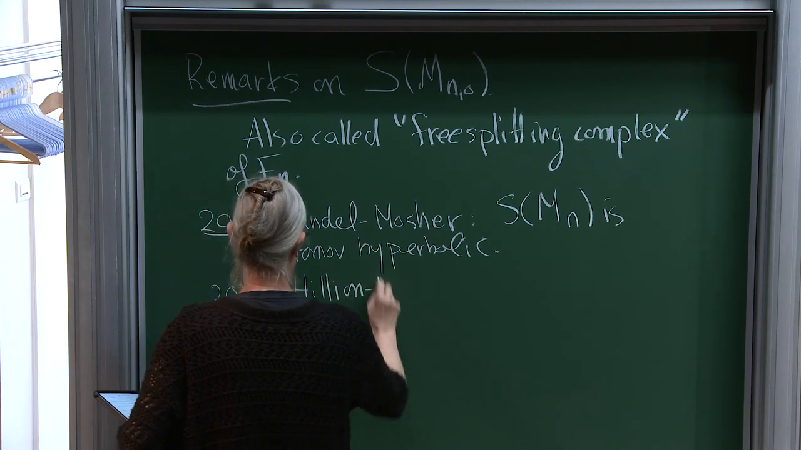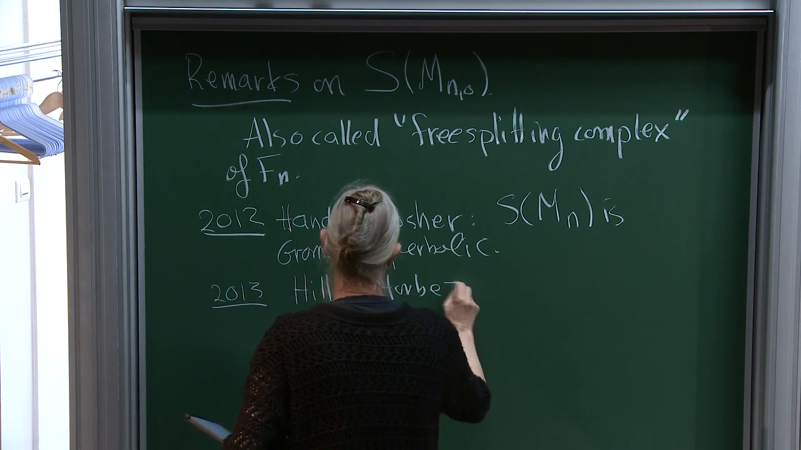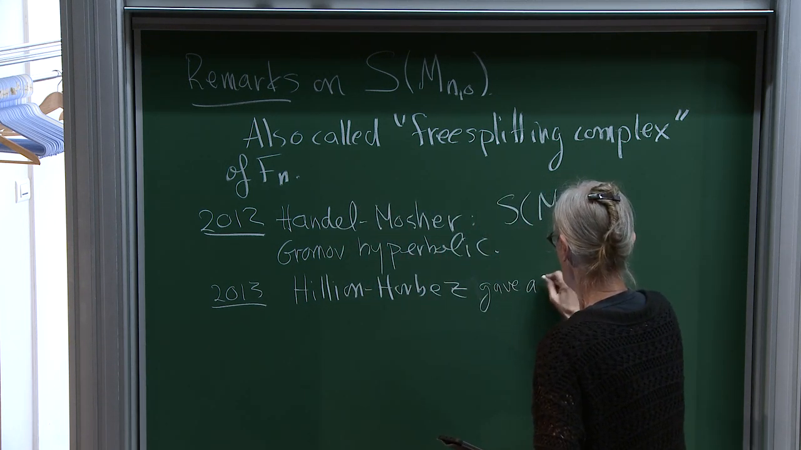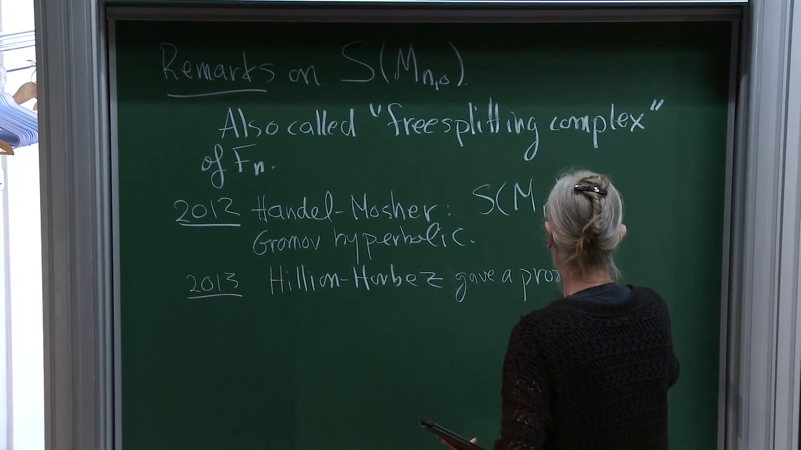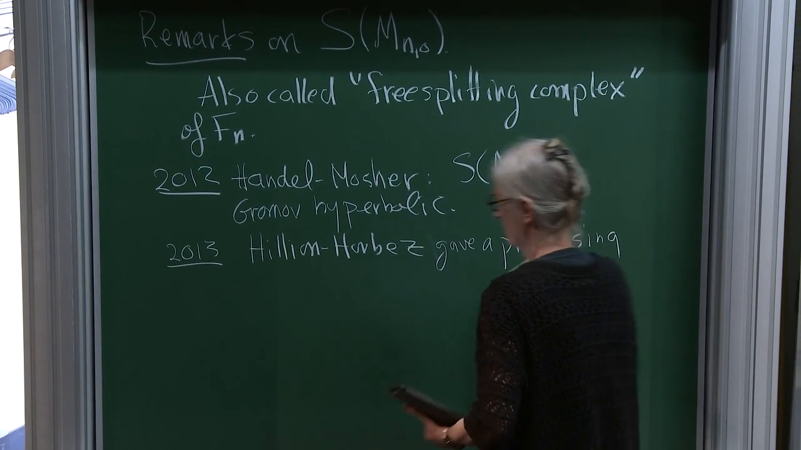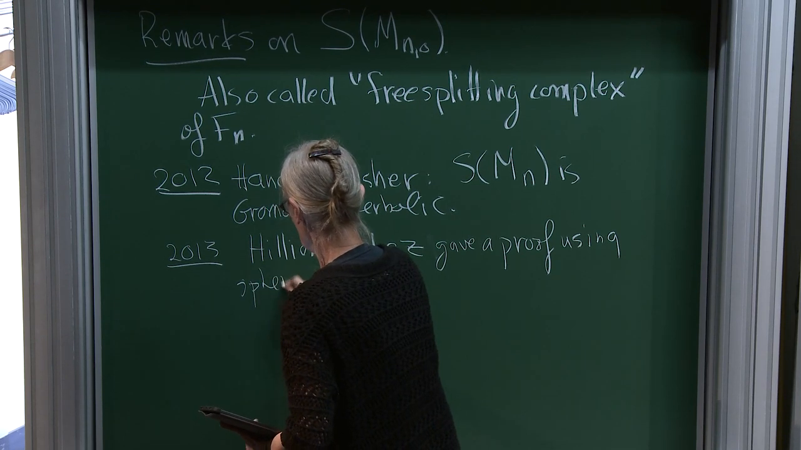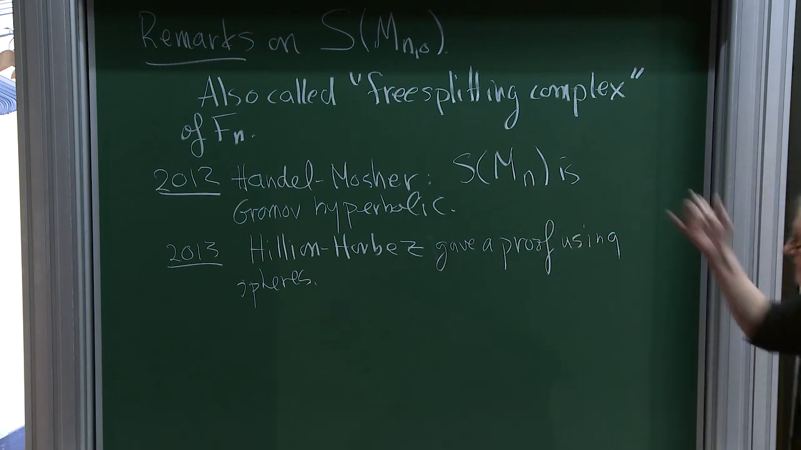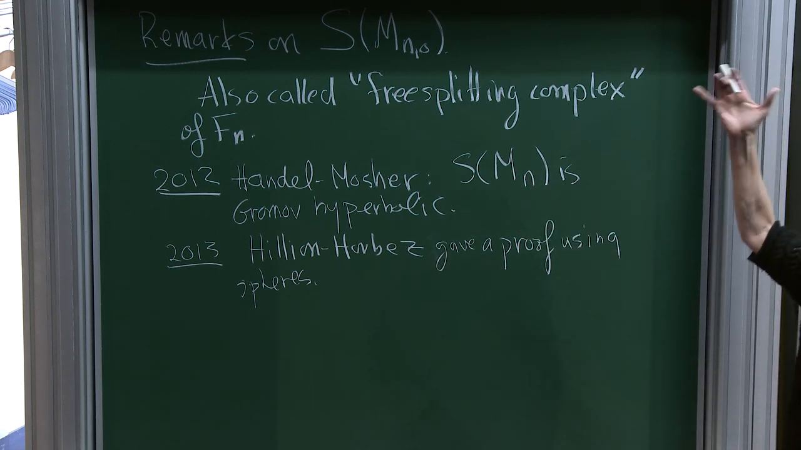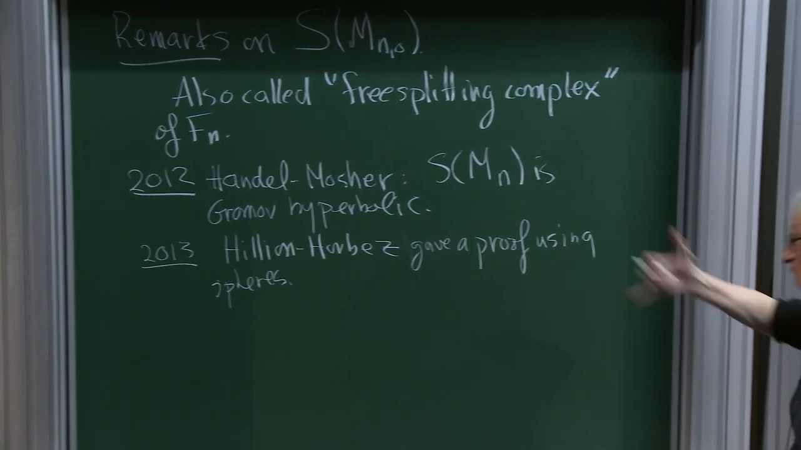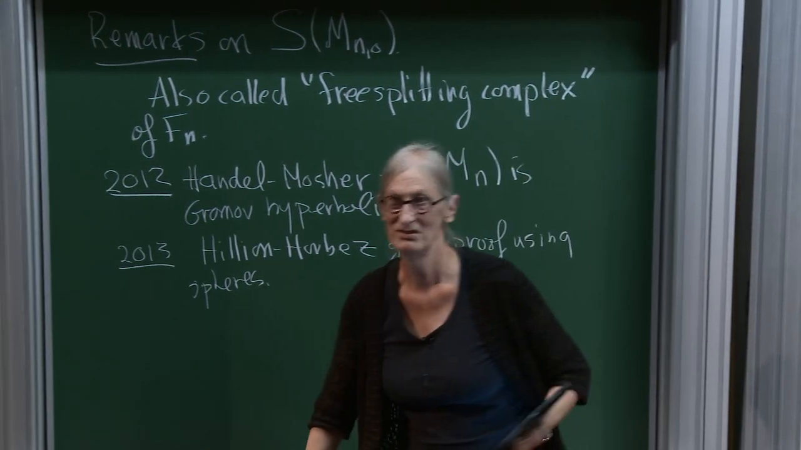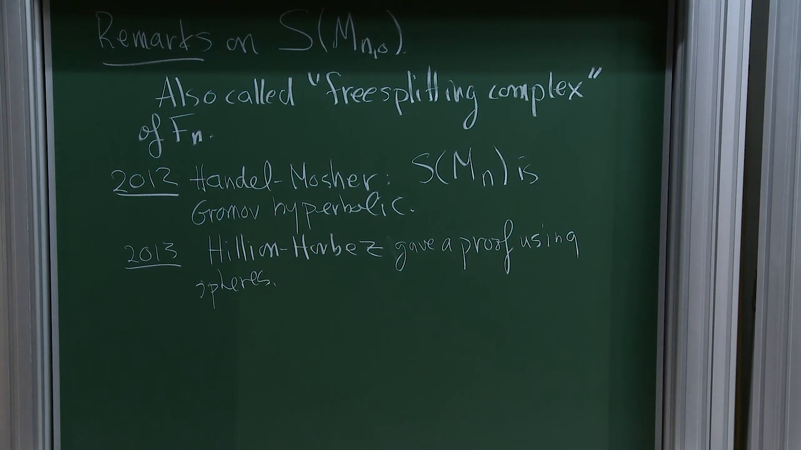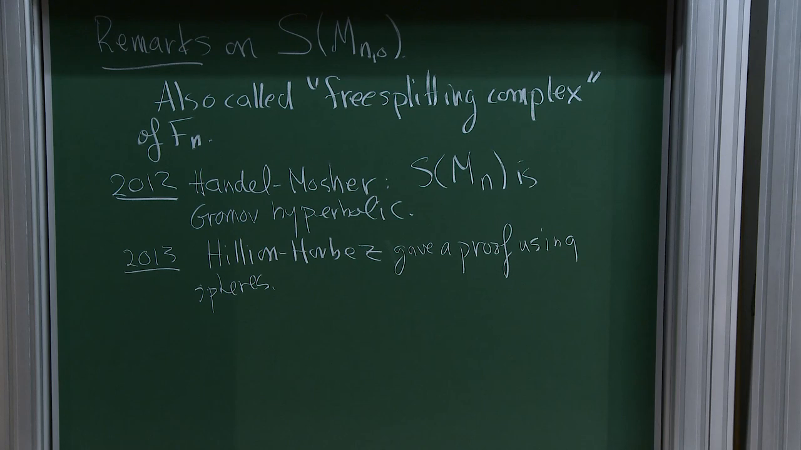In 2013, Hilion and Horbez gave a proof using spheres. So it doesn't deviate much from this proof, but I think it's easier to understand because the definition of the complex is simple, and well, I'm obviously biased. I like sphere complexes. Okay, so this is a delta hyperbolic space.